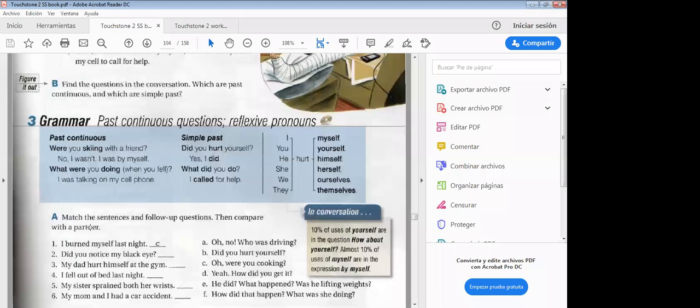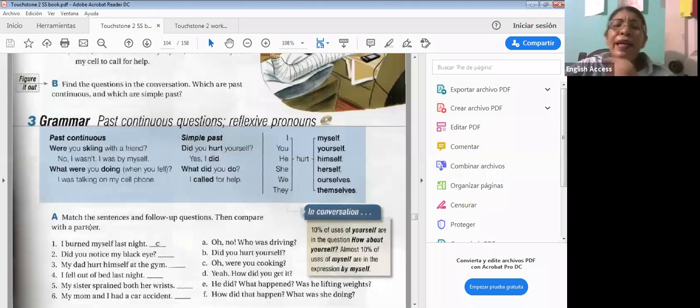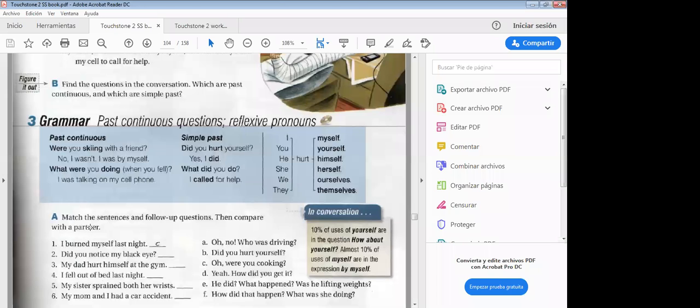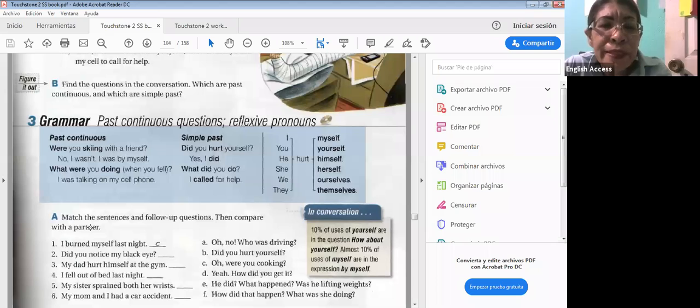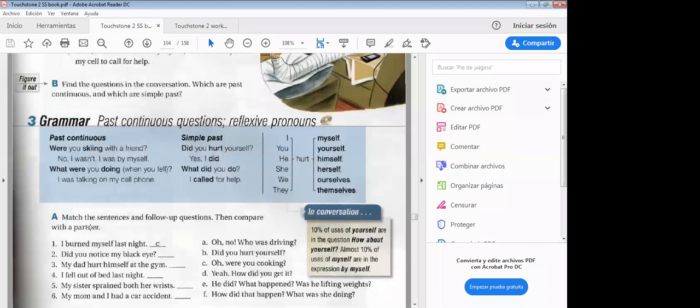Okay, then here we have a list of pronouns. We have the reflexive pronouns, okay? So let's repeat after me, please, okay? Myself, yourself, himself, herself, ourselves, themselves.